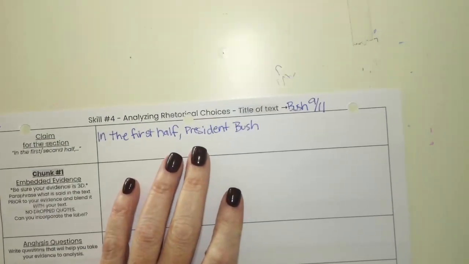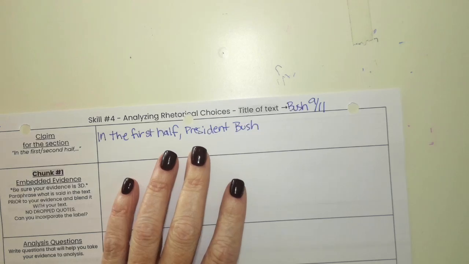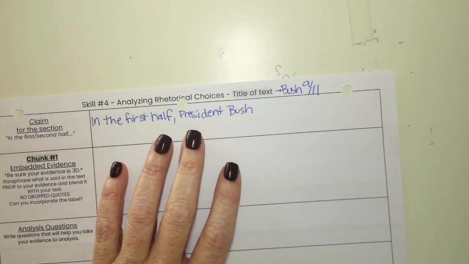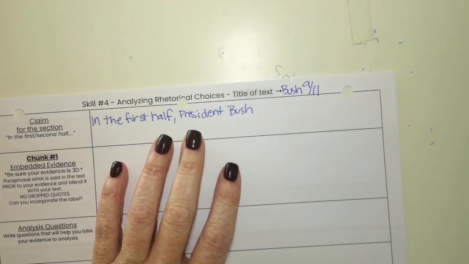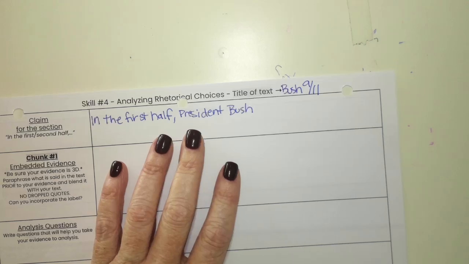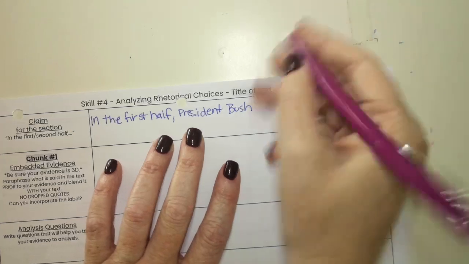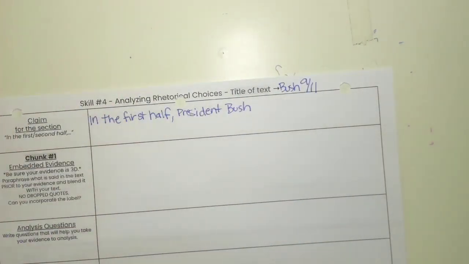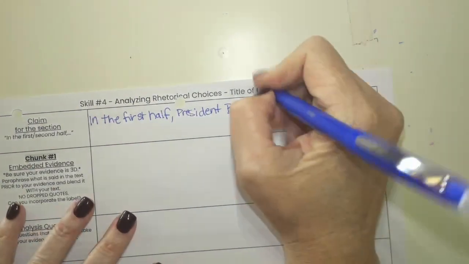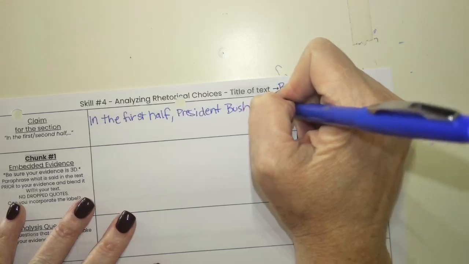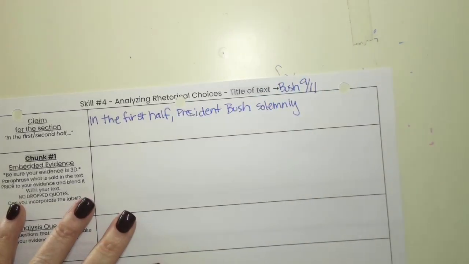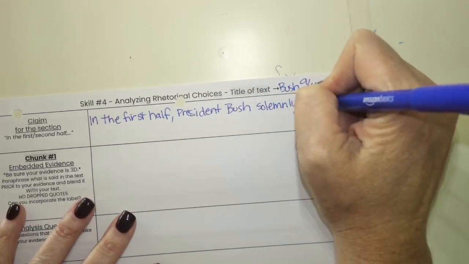Okay, so notice what we're going to do. Not to be too technical, but we've chosen a tone word. We never want to say tone. We're going to take that tone word and make it an adverb, because that tone word is going to describe the verb, right? So our tone word was what? Solemn. So we'll say President Bush, in the first half, President Bush solemnly illustrates.